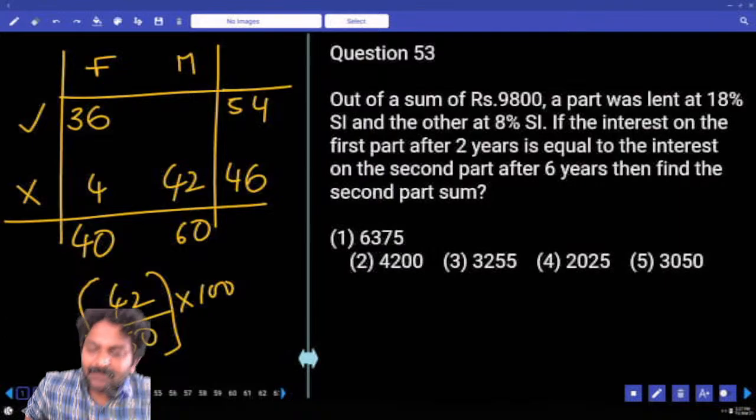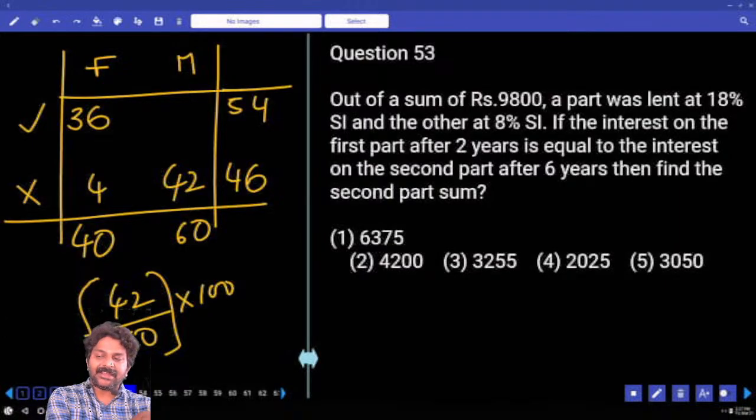Out of a sum of 9,800, a part was lent at 18% simple interest, the other at 8% simple interest. If the interest on the first part after 2 years is equal to the interest on the second part after 6 years, find the second part sum.